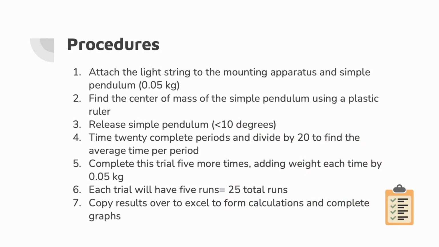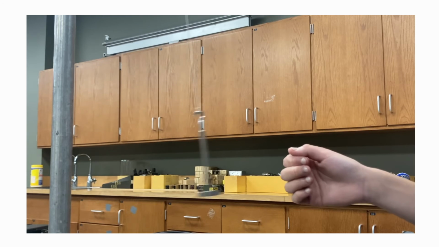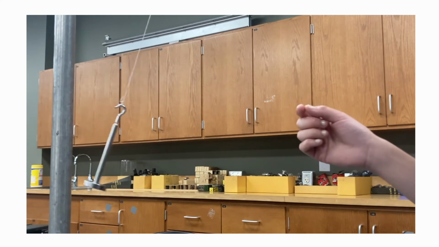To perform this lab experiment, I will tell you the steps for this lab procedure. First, attach the light string to the mounting apparatus in simple pendulum. Then, find the center of mass of the simple pendulum using the plastic ruler. Then, release the simple pendulum from an angular displacement of 10 degrees or less from equilibrium. Then, time 20 complete periods and divide by 20 to find the average time per period.